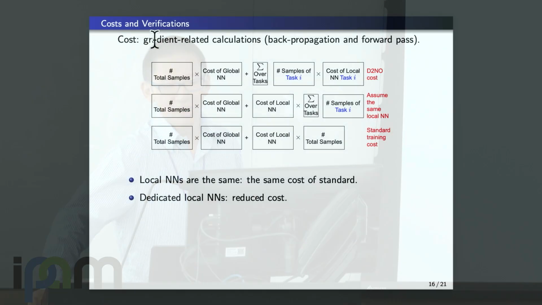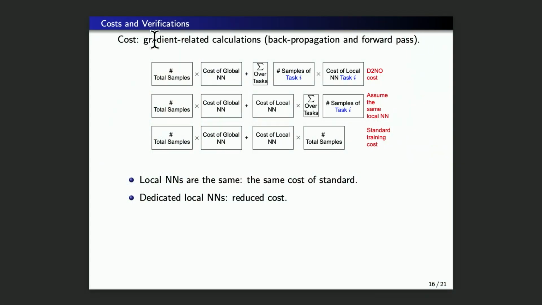Okay, another thing I want to talk about, I have very limited time, is cost and mathematical verification. For the cost, one of the questions some people asked me before is about the number of parameters. We actually have multiple copies of the network, one for each sub-dataset. So it looks like the total number of parameters is much higher than if we train the same datasets using a centralized neural network directly. However, I think the dominating cost is the gradient-related calculation, particularly backpropagation and the forward passes. And here we can easily estimate the total number of gradient-related calculations.